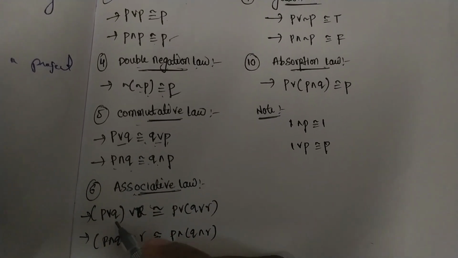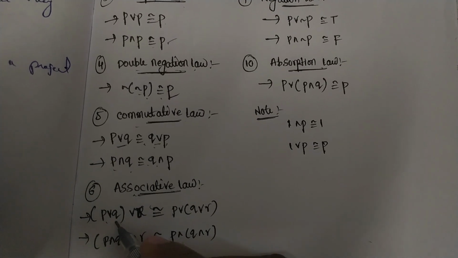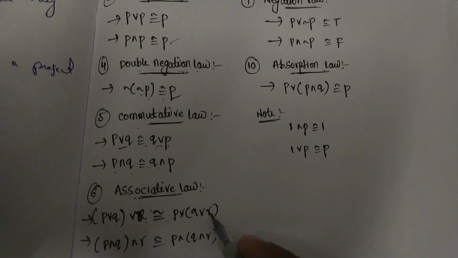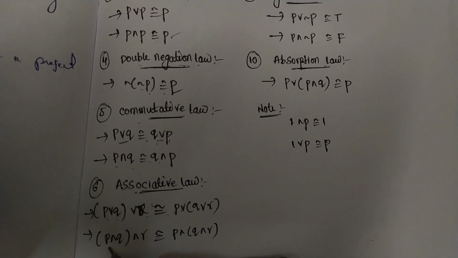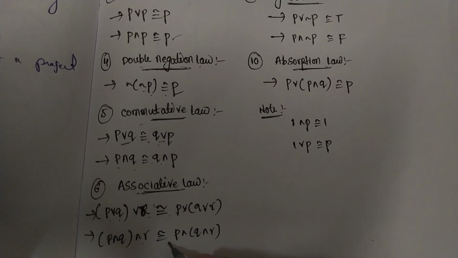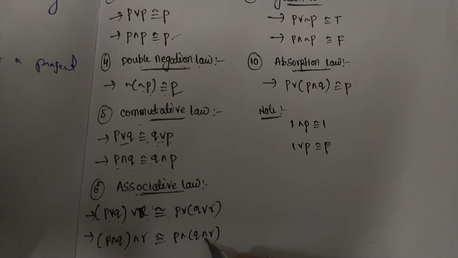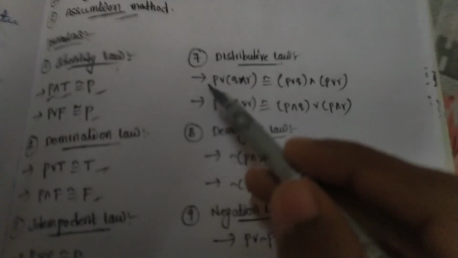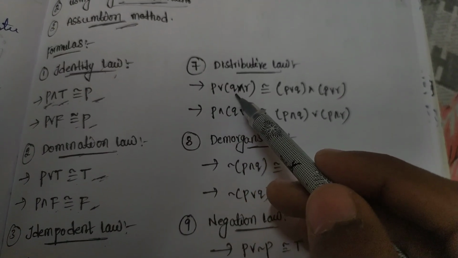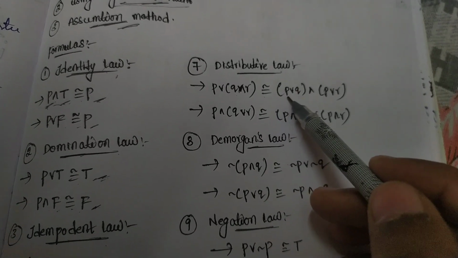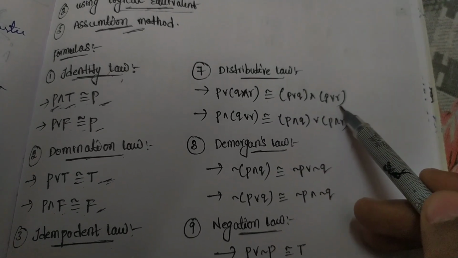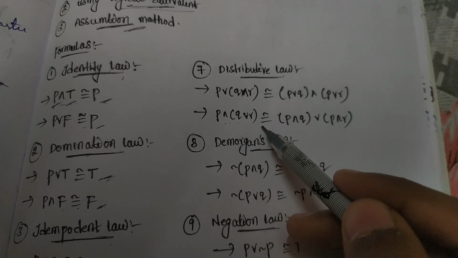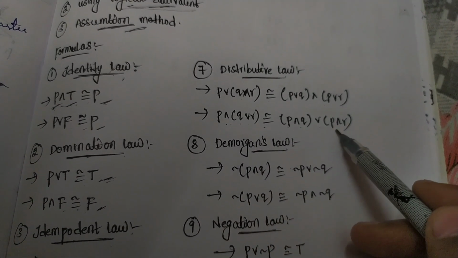Here the first one is P or Q or R is equivalent to P or (Q or R), and the second one is P and Q and R is equivalent to P and (Q and R). The seventh is the distributive law, that means P or (Q and R) is equivalent to (P or Q) and (P or R). The second one is P and (Q or R) is equivalent to (P and Q) or (P and R).